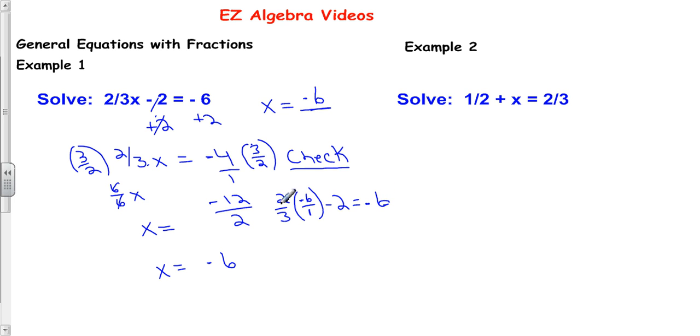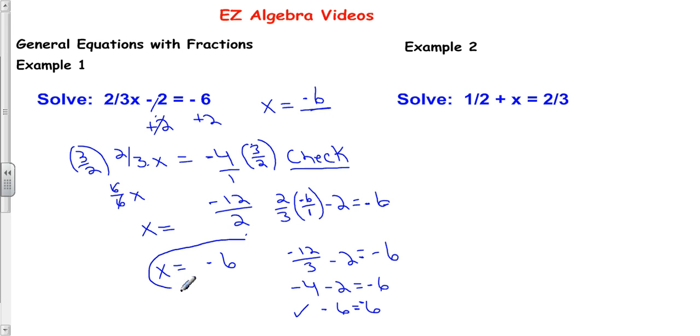So let's multiply this out. 2 times a negative 6 is negative 12 over 3 minus 2 equals negative 6. Negative 12 divided by 3 is a negative 4. Minus 2. You can already see how this is coming together. Negative 4 minus 2 is negative 6. This is our check. This is a true statement, which means that our answer of negative 6 is correct.